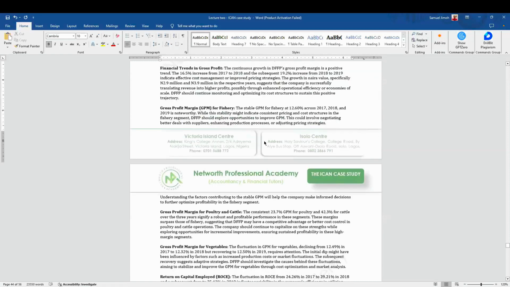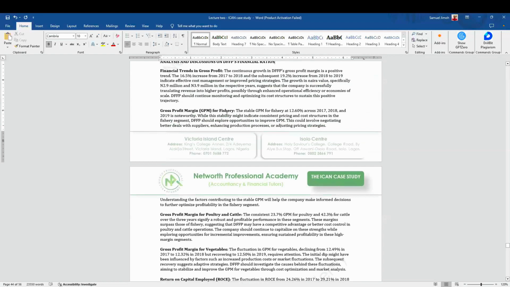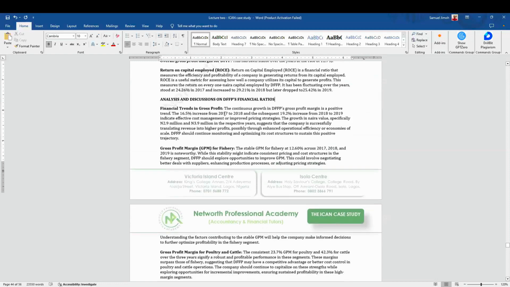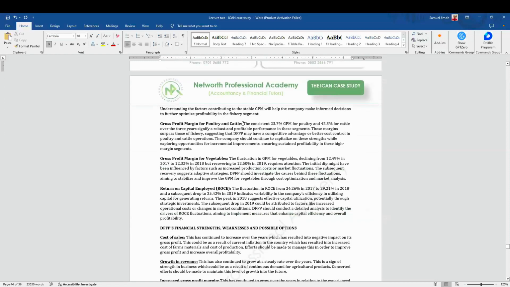So here is where you make the discussion around the figure you have brought in, the ratio you have brought in earlier, right? You know, this one stood at 23.7%. Okay, this is for poultry and cattle, 23.7% and 42% for cattle over the 3 years. So you discuss on it. What could be the reason for this ratio? You make your discussion around it.